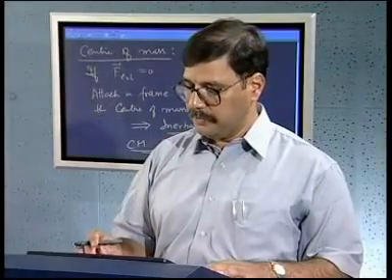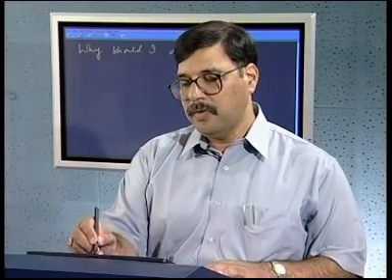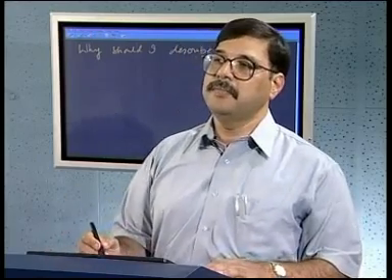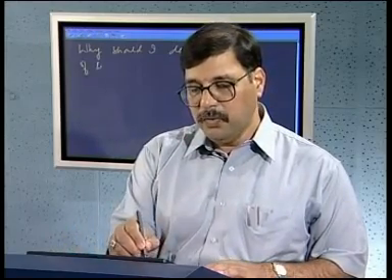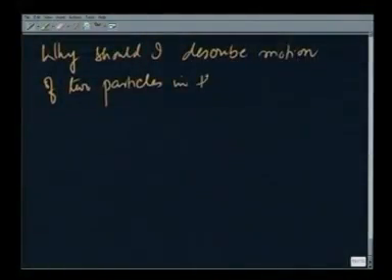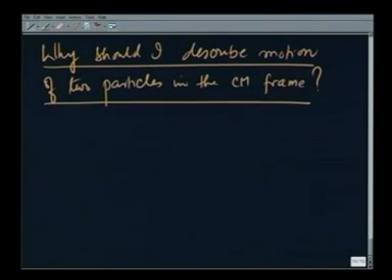Why would I want to do that? So, why should I describe motion, and in this case, since I am taking example of two particle system, so let me write motion of two particles in the Cm frame. Why should I do that? Recall that by definition Cm frame is such that the total momentum of particles in this frame is 0.